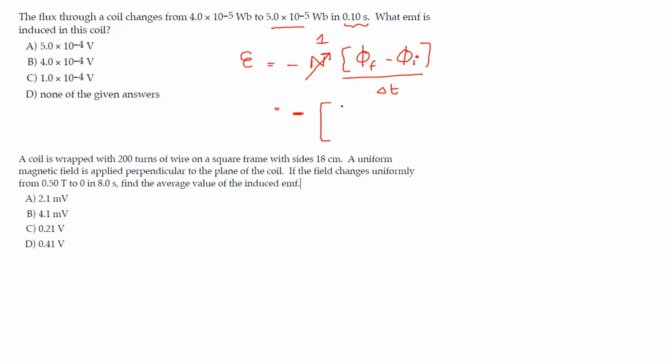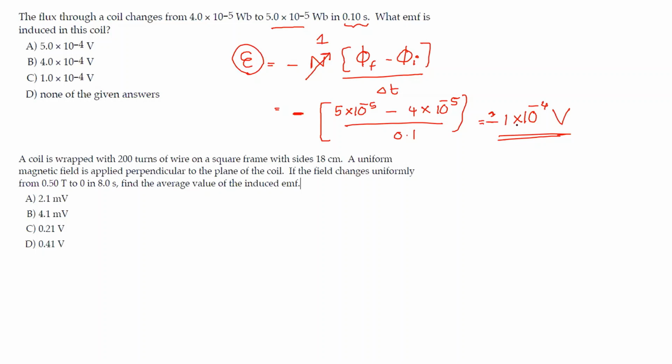So final is 5 times 10 to the negative 5. Initial is 4 times 10 to the negative 5. And the time taken is 0.1. So when you do this, you should get 1 times 10 to the negative 4. Since EMF is a voltage, the unit is volts. So I got negative 1 times 10 to the negative 4. This negative has no meaning here, so you can just neglect it. So your answer is C. So all of you got the answer C.